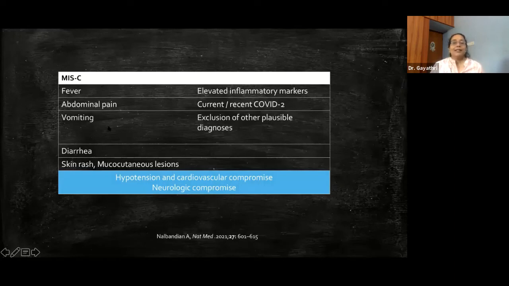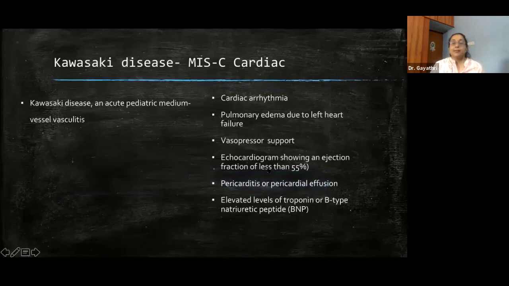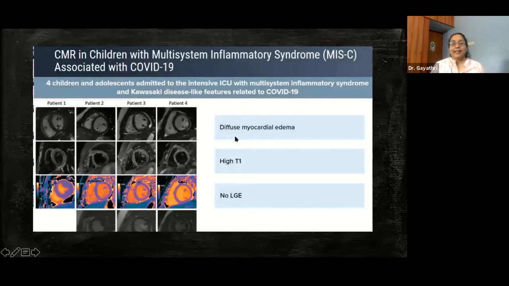Whatever it is, it's usually a mild disease, but some patients definitely do have hypertension and cardiovascular compromise, and more importantly, neurological compromise. Now, the cardiovascular compromise is something called Kawasaki-like disease, where the patients will have arrhythmia, vasopressor support may be needed, ECG may show some changes, echo may show EF less than 55%, pericarditis, and cardiac markers like troponin or natriuretic peptide will be on the higher side. Right. So these are the cardiac MRI findings of MIS-C, where they have found diffuse myocardial edema, but no LGE. That means there is no myocardial injury.